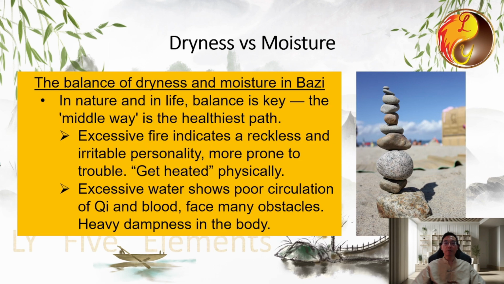Also, when the flow of the 5 elements is unbalanced, it can create obstacles in daily life. Dryness and moisture balance can show whether one's life will have more disasters or more obstacles. For example, if fire is too strong, it indicates a reckless and irritable personality, and the person is more prone to trouble. If water is excessive, it shows poor circulation of qi and blood, meaning the person will face many obstacles. Excessive fire can also lead to a tendency to get heated physically, while excessive water indicates heavy dampness in the body.